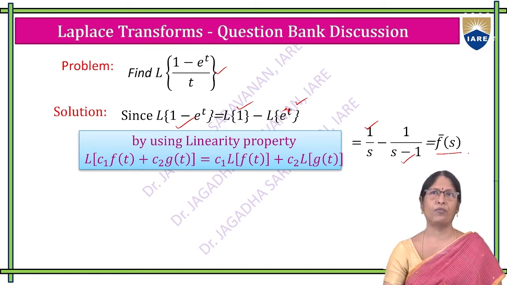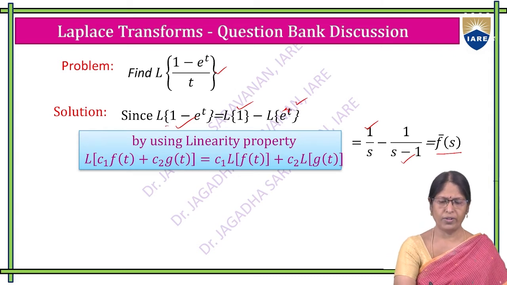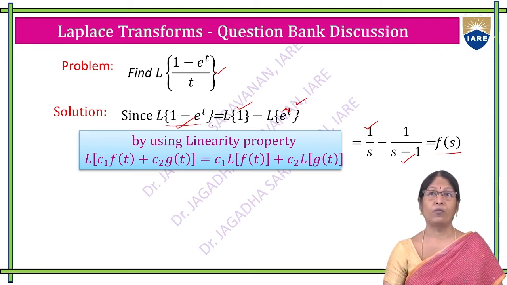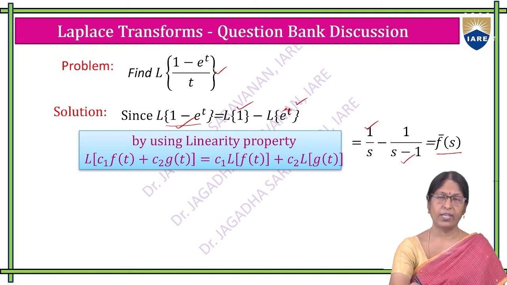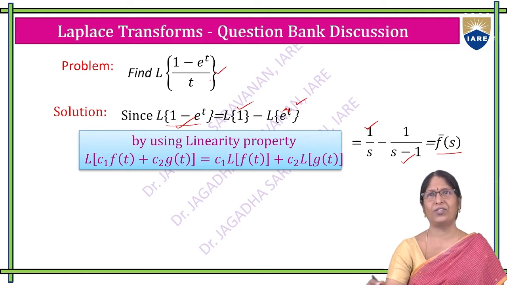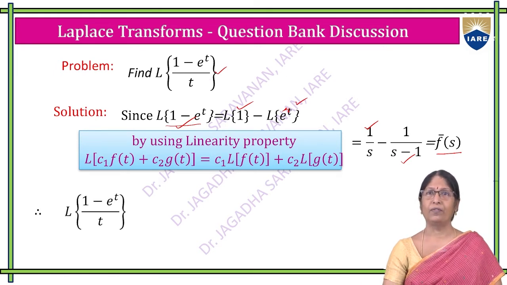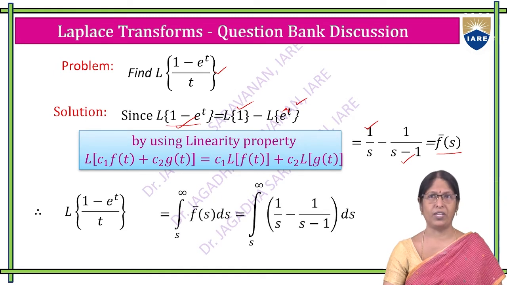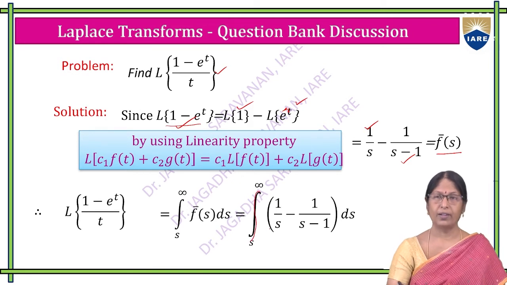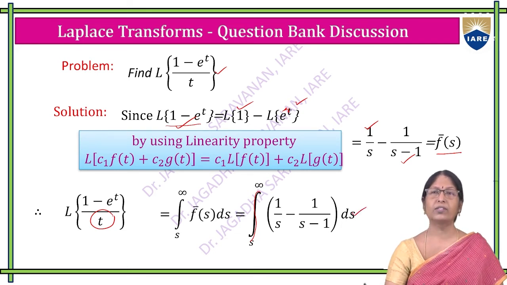Now f bar of s, that means L of f of t, the work is over. But our question is not only L of 1 minus e power t. The question is 1 minus e power t, which is divided by t. Then for f of t divided by t, we have to see the formula. The formula is, for this divided by t purpose, the integral from s to infinity ds is to be done.